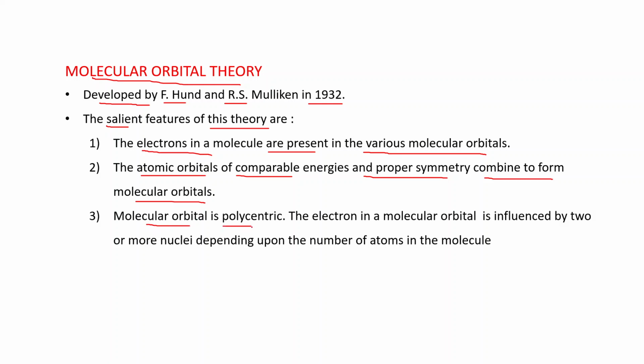A molecular orbital is polycentric. Now, what is the meaning of this polycentric? The electron in a molecular orbital is influenced by two or more nuclei depending upon the number of atoms in the molecule. In this way, we can say an atomic orbital is unicentric because only one nucleus is present. But in a molecule, more than one nucleus is present. That's why an electron in a molecular orbital is influenced by two or more nuclei. Such a molecular orbital is known as polycentric.